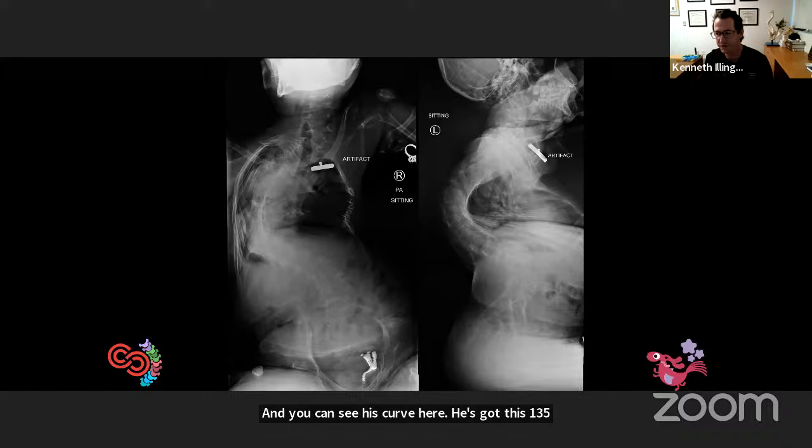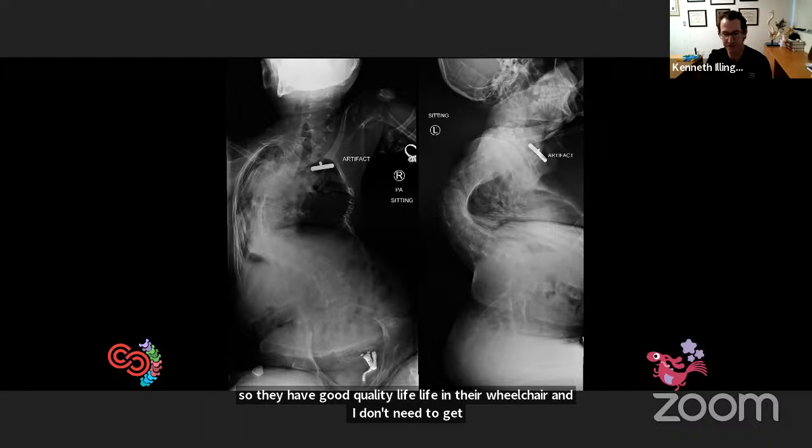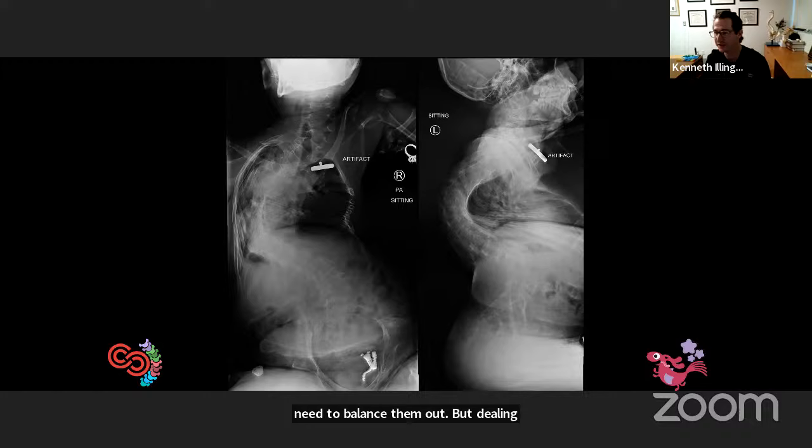In my neuromuscular population, this coronal curve doesn't get me too excited. Our goal in neuromuscular surgery really is to balance the head over the pelvis and optimize sitting balance so they have good quality of life in their wheelchair. I don't need to get that coronal curve all that straight. We just need to balance them out. But dealing with that amount of kyphosis is a real challenge, both from a surgical perspective on a rigid curve, in terms of surgical technique intraoperatively, and from a neurological injury risk perspective.